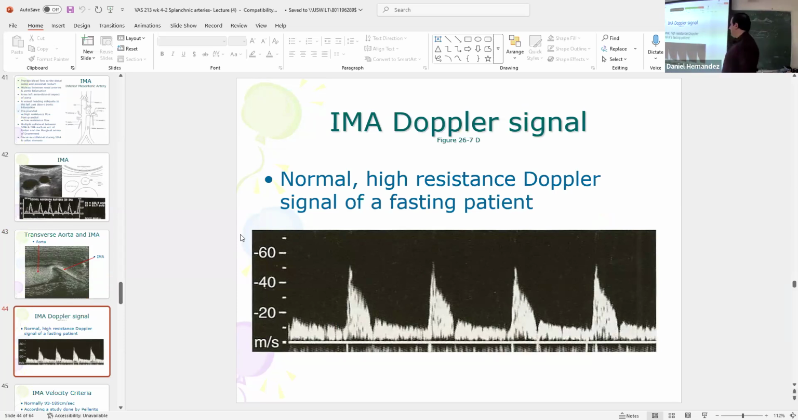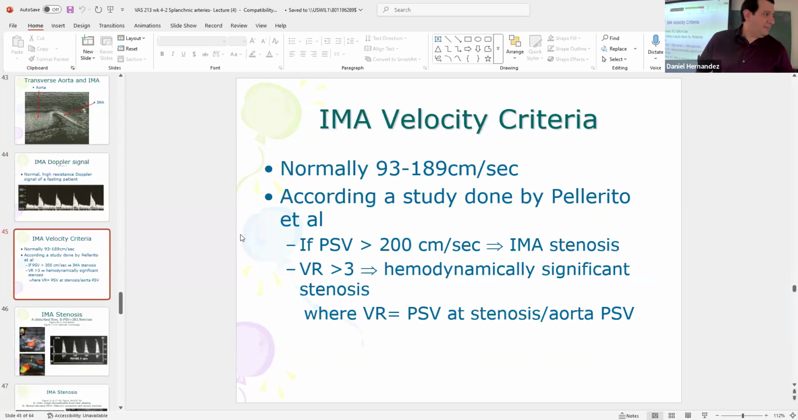And a normal high resistance Doppler waveform when they're fasting. Alright, so velocities again, 200, that's our magic number. So 200, 275, 200.